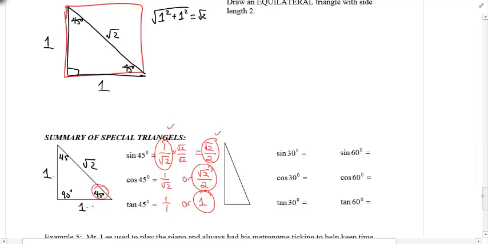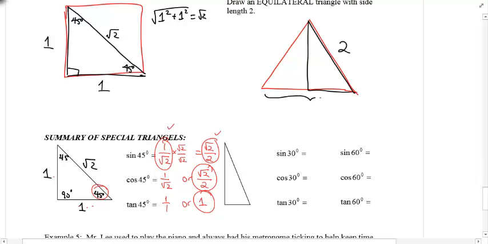So where's the other one coming from? Well, it's the equilateral triangle I'm going to ask you to draw. And I'm going to ask you to cut this in half down the middle. I asked you to do length of 2, so this is 2. This used to be 2. If I cut it down the middle, then half of course, of 2 is 1.